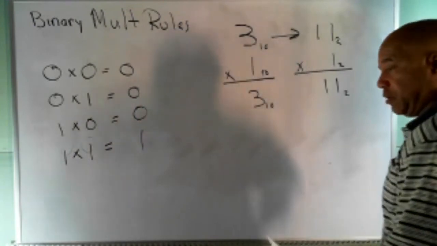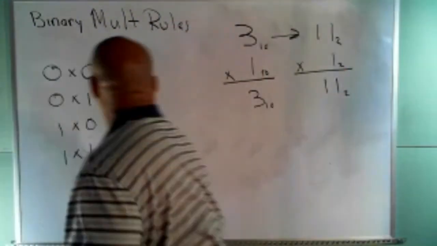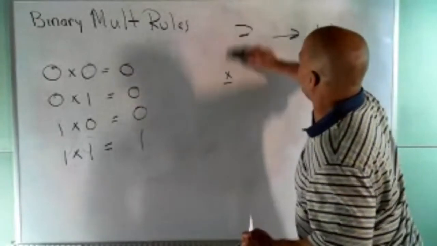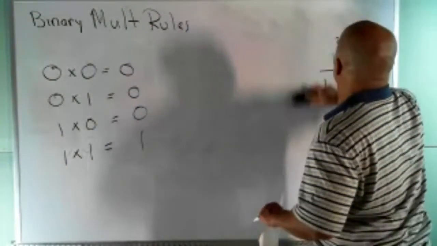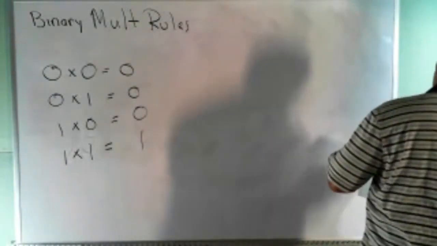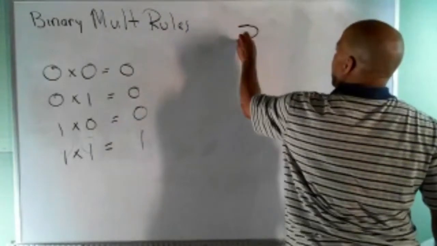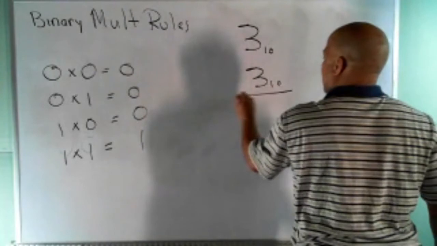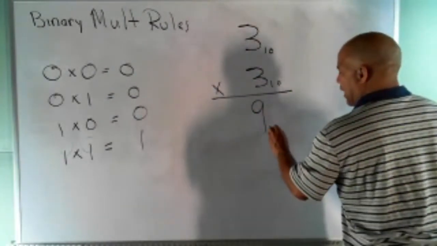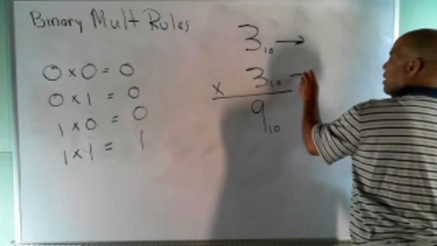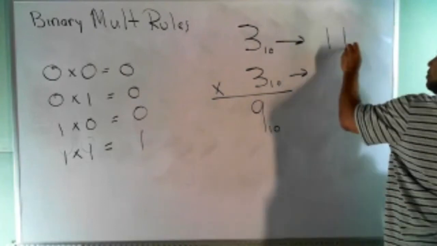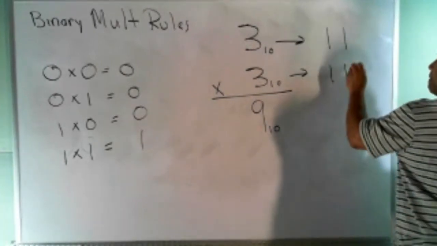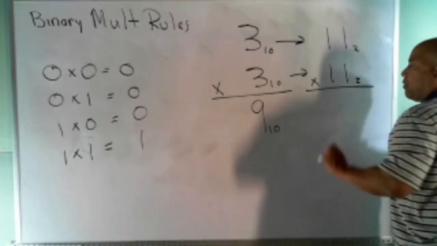But try this next one though. This will be a little bit more interesting, I hope. What if I gave you 3 times 3? Do that one. So we got a 3 by 3. And I'm going to multiply that, and of course we're going to get a 9. But do that in binary. How would you do that in binary?